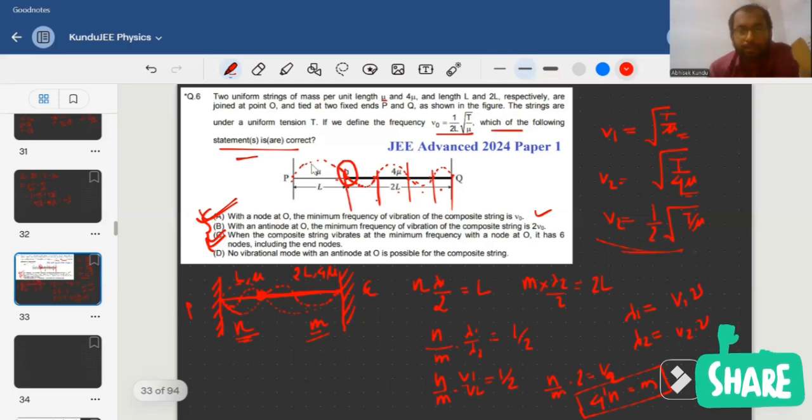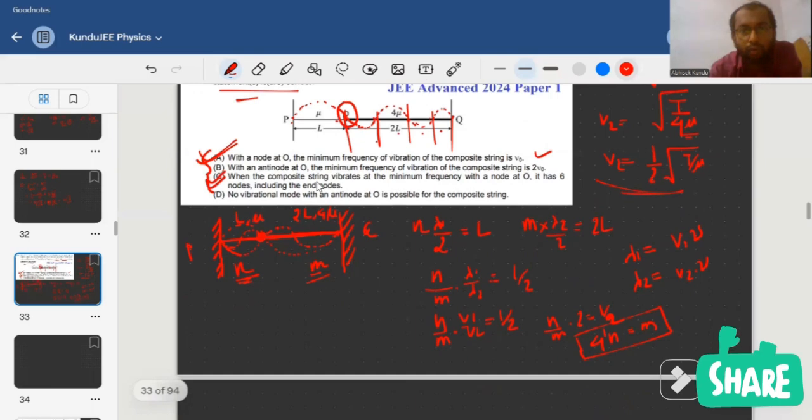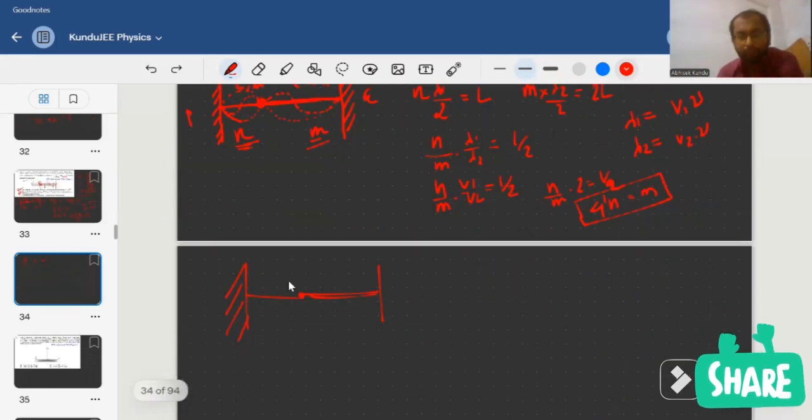Now, is it possible to find an antinode at O in any mode of vibration? If there would be one antinode here, that means this kind of arrangement may be possible, or this kind of arrangement also may be possible. Antinode here means there will be no node here. One node I am inserting in between. That means it will be an odd multiple of lambda by 4 wavelength on the left hand side.